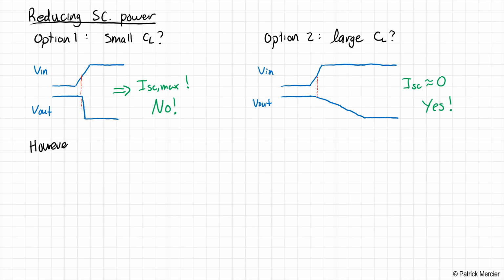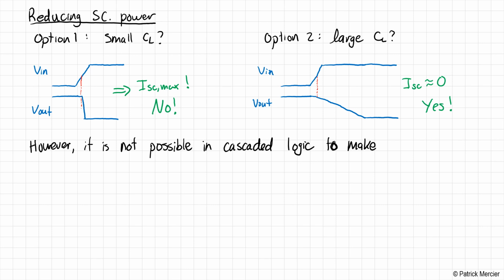However, it is not possible in normal cascaded logic to make slow output ramps, because if you have a slow output ramp, then the output of that gate will be the input to the next gate, and that means the next gate would have to have an even slower output ramp, and so on and so forth. It just cascades down the chain where you start with a really fast gate and end up with slower and slower gates. This is not how we want to do design. We don't want slow gates.